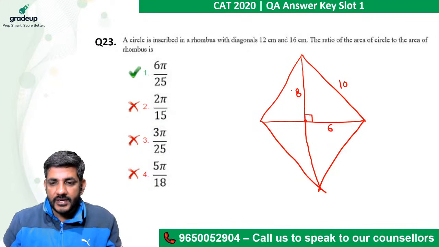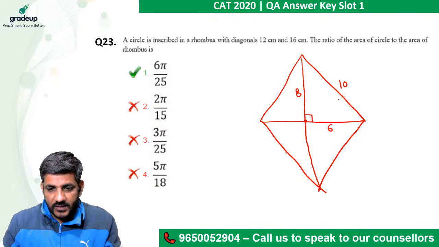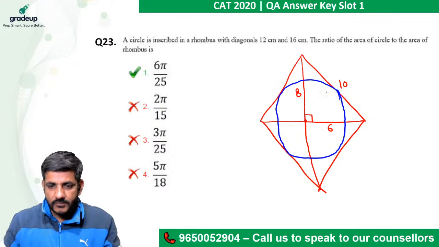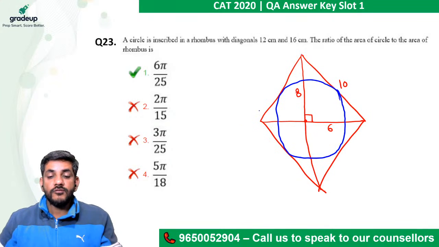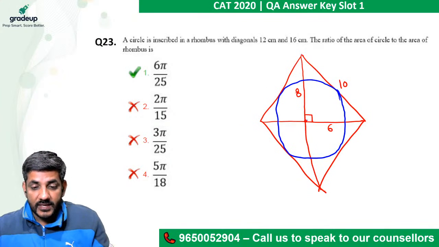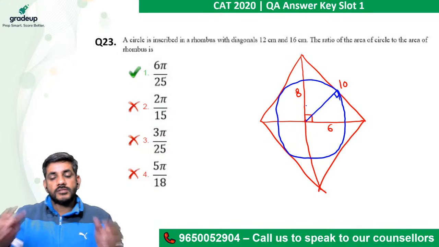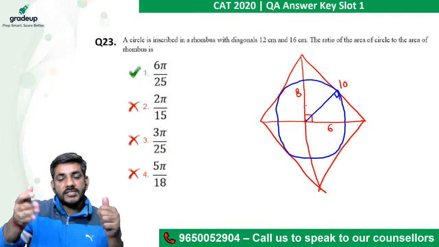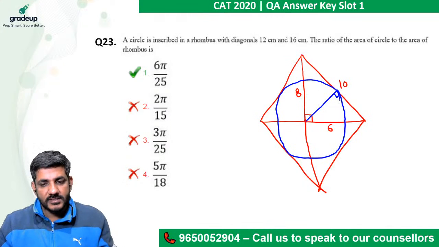The ratio of the area of the circle to the area of the rhombus. Now a circle has been formed inside it. So a circle would look like this. Okay. Now I have to figure out the radius of this circle. So can I say this radius would be basically this perpendicular? Because the side of the rhombus would become tangent to the circle. So this perpendicular is needed.